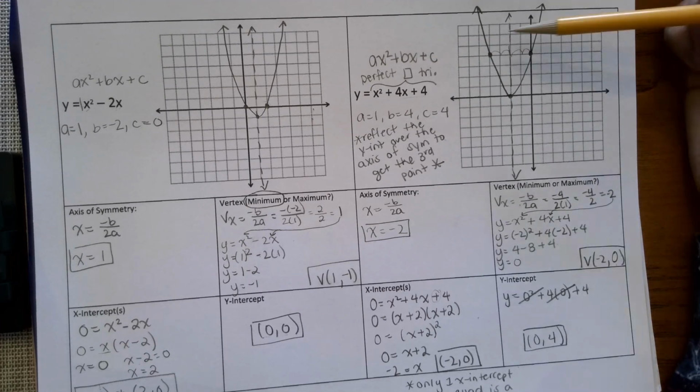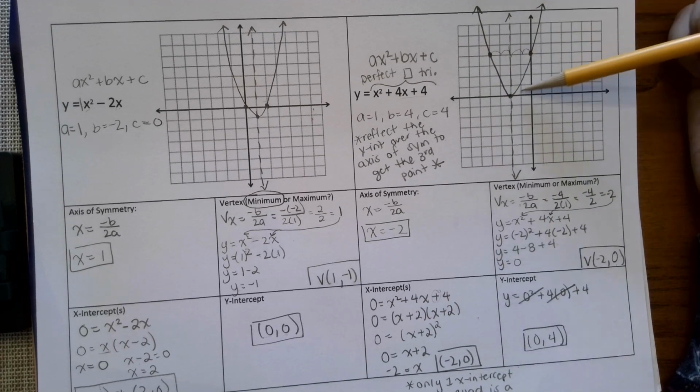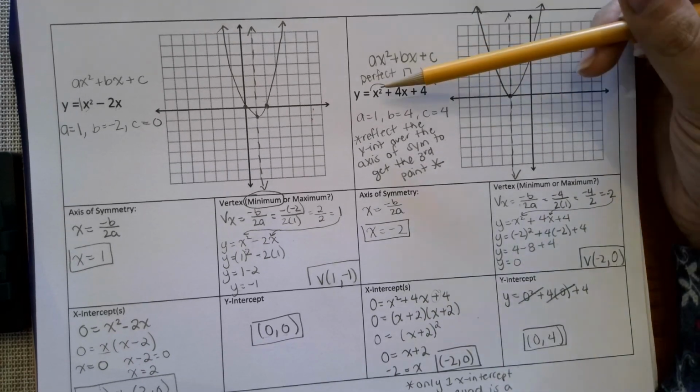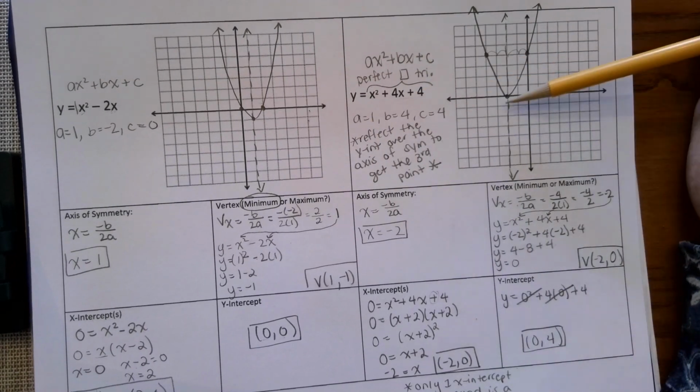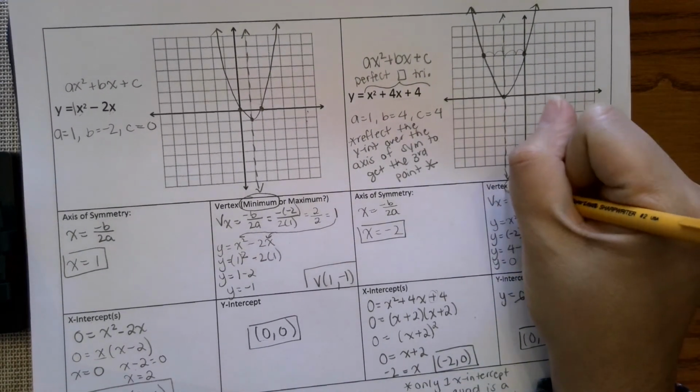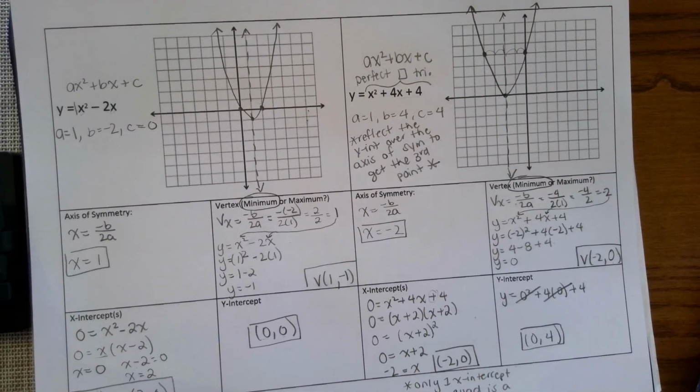Oh, I forgot. By the way, since this parabola opens up, and I can tell by the way we graphed it, but also because A is positive, this vertex is the lowest point, in other words, a minimum.